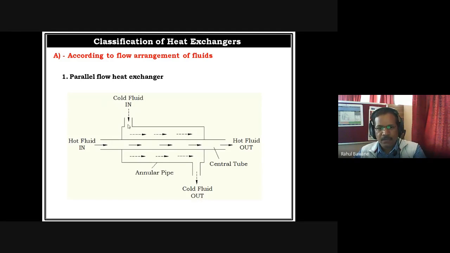But in this particular section of the heat exchanger, if we observe, the hot fluid and cold fluid are moving parallel in the same direction. So this is called a parallel flow heat exchanger. Remember, we have numericals based on parallel flow heat exchanger, counter flow heat exchanger, and cross flow heat exchanger. So these are very important, because on the basis of this there are numericals.